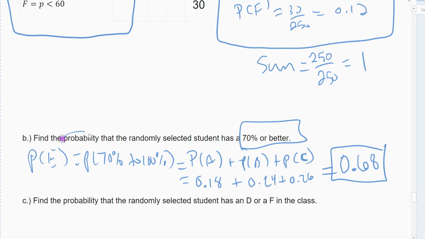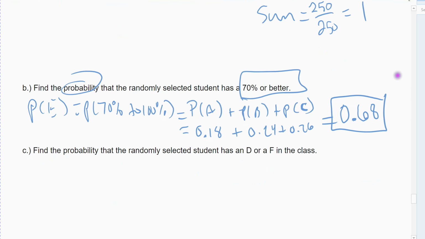All right, but they did ask for the probability. Probability is always written as the decimal. All right, so the decimal is 0.68. We usually talk about it in terms of percents if you want to think about it in terms of percent chance. So I had a 68% chance of selecting a student with a 70% or better. Right? The probability is 0.68, the decimal 0.68.